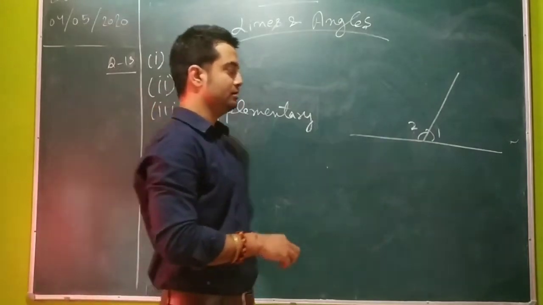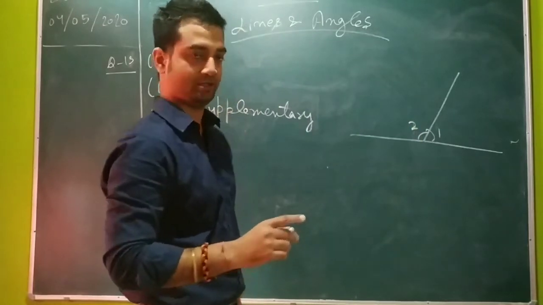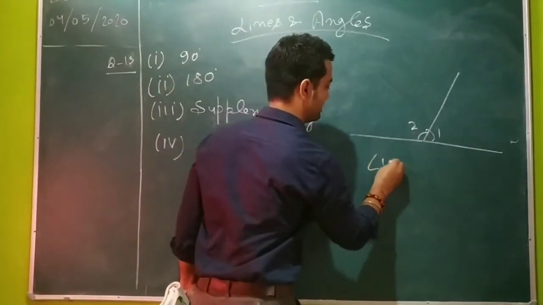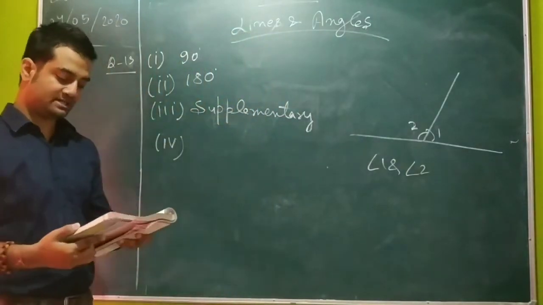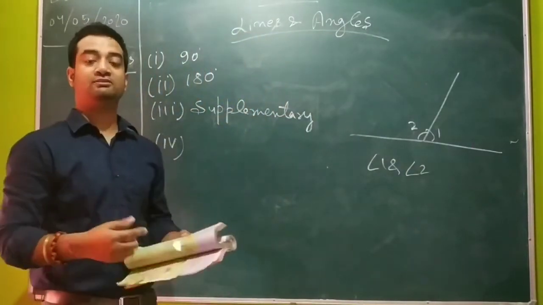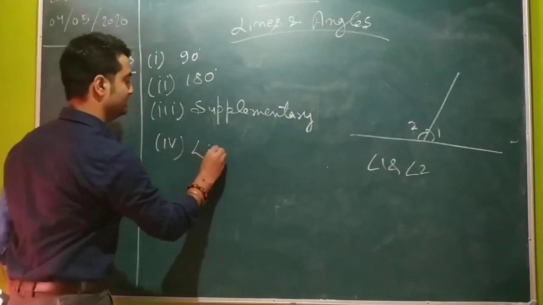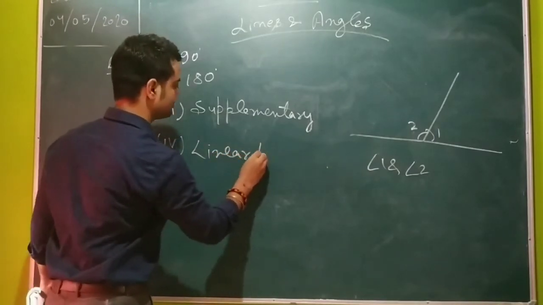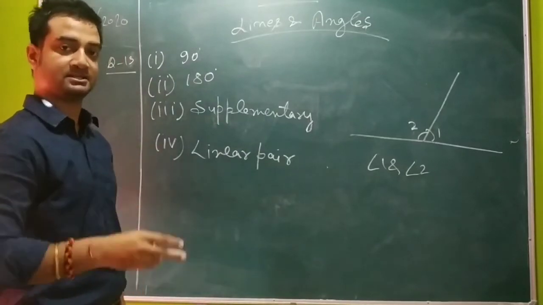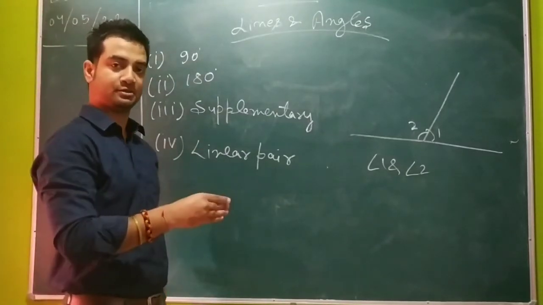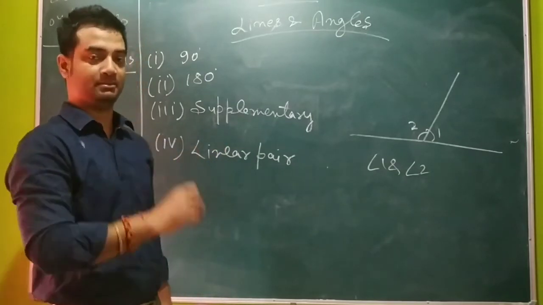Suppose here we have the information that angle 1 and angle 2 are supplementary. There are two angles, angle 1 and angle 2, and these are supplementary. Now question number 4 is asking us what they will form. So they will form a linear pair. So it is vice versa. If two angles are supplementary, then they form a linear pair. Or if they form a linear pair, it means they are supplementary.